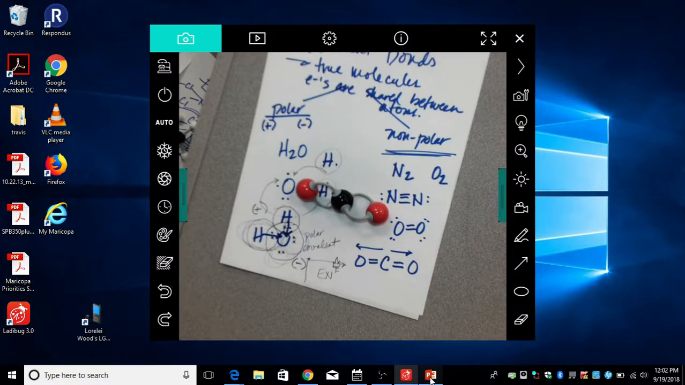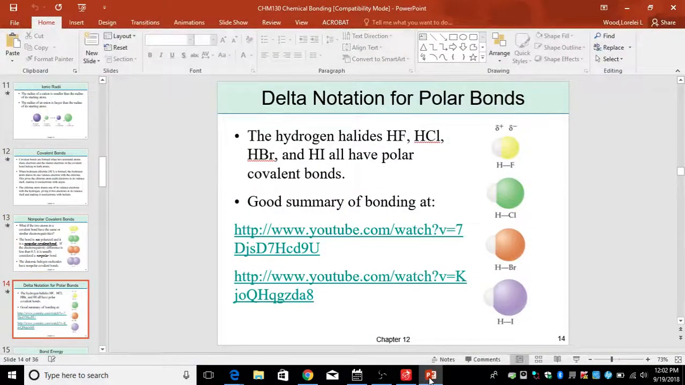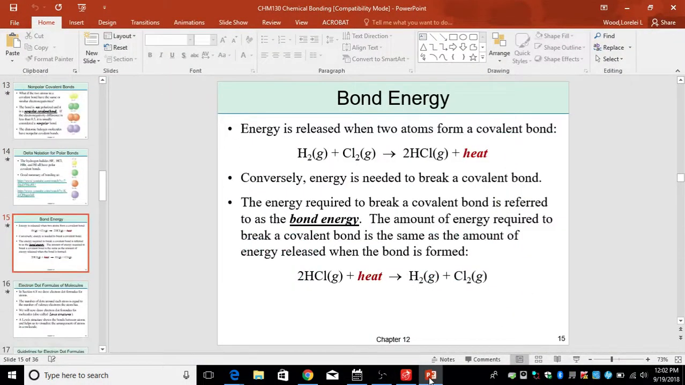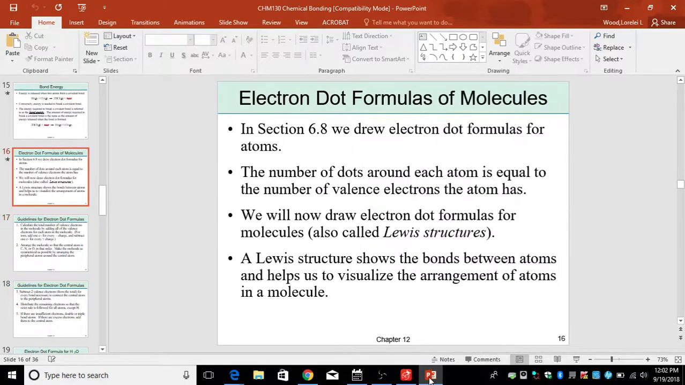Now this idea of polarity will make a little bit more sense once we get into actually drawing the Lewis structures. All right, we're not going to talk about bond energy yet. All right, Lewis structures. Let's see, what does it tell you here?